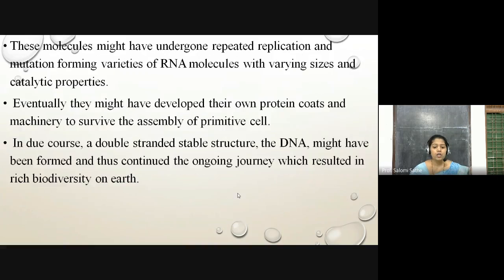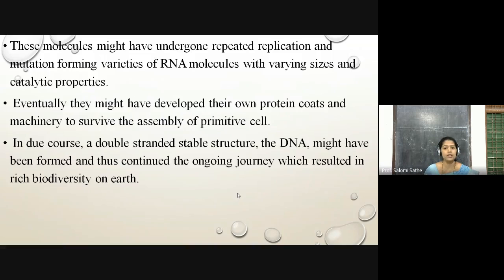Now, the next. These molecules might have undergone repeated replication and mutation, forming varieties of RNA molecules with varying size and catalytic properties. Eventually, they might have developed their own protein code and machinery to survive the assembly of primitive cells. In due course, a double-stranded stable structure.